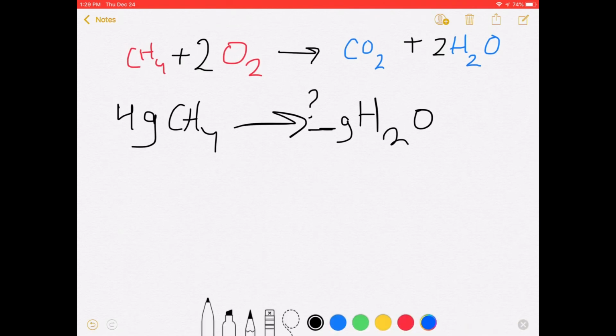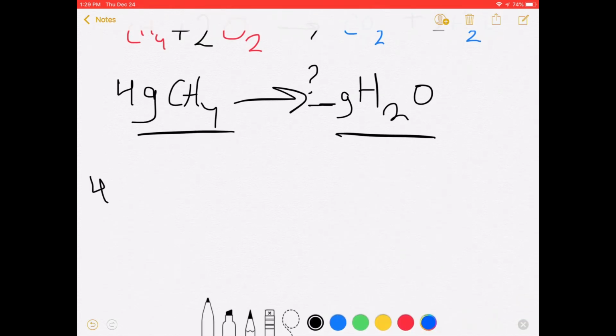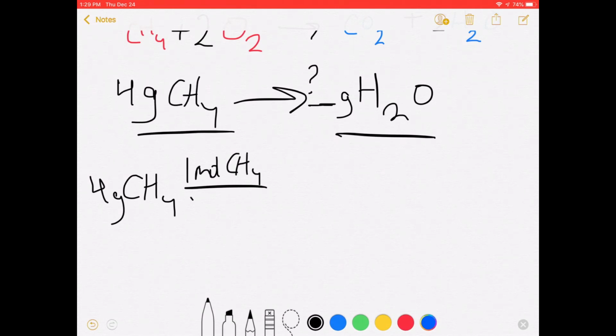So first, we need to convert between grams of CH4 to moles of CH4. The goal of dimensional analysis is to go from grams of CH4 all the way to grams of H2O. So the first step, like I said earlier, is we have 4 grams of CH4, and we need to convert between 1 mole of CH4 to grams of CH4. So for every mole of CH4, there are 16 grams CH4. Let me write that a little bit better.